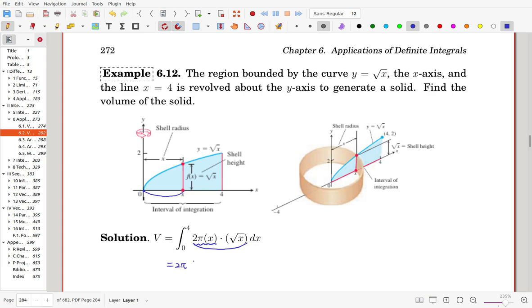2 pi can go out, and then the integral from 0 to 4 of x to the 3 over 2 dx. That is the same as 2 pi times the antiderivative of that term, which is x to the 5 over 2, and we put 2 over 5 there, evaluated from 0 to 4. The coefficient is 4 pi over 5, and when x is 4, it becomes 32. When x is 0, it is 0. So this is the final answer.